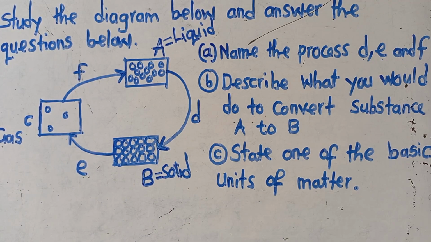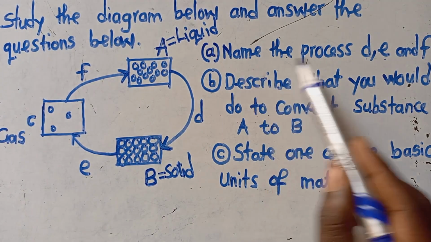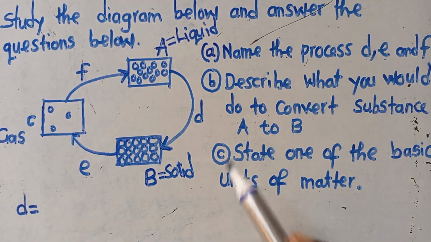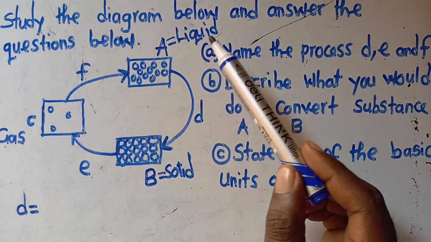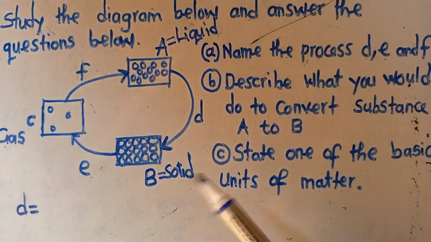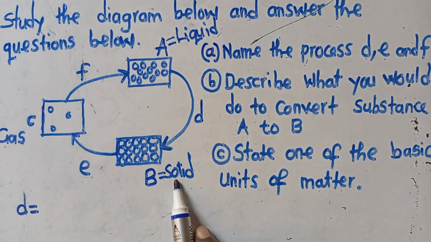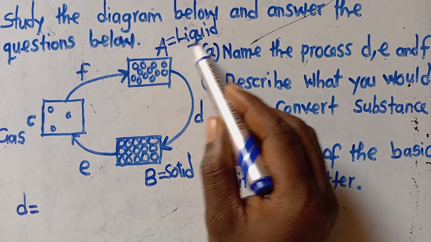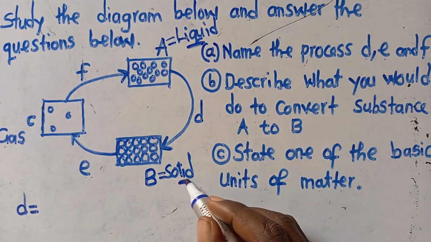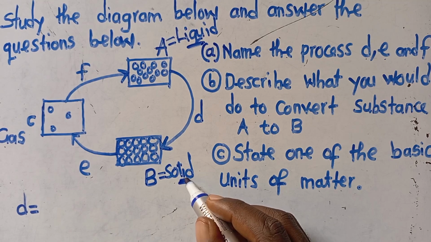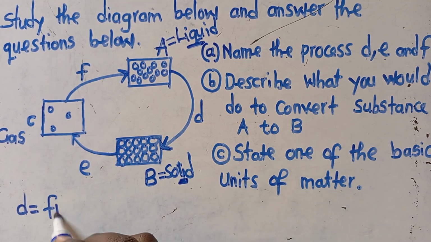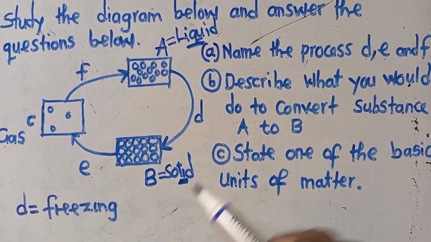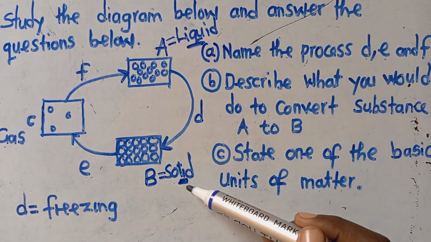So now, the first question that we are told here, name the processes. So what is process D? What is process D called? What is the change of state of matter from liquid to a solid? Liquid changing to solid. Example, we've got water changing to ice. This process is called freezing, where water is changing to ice.